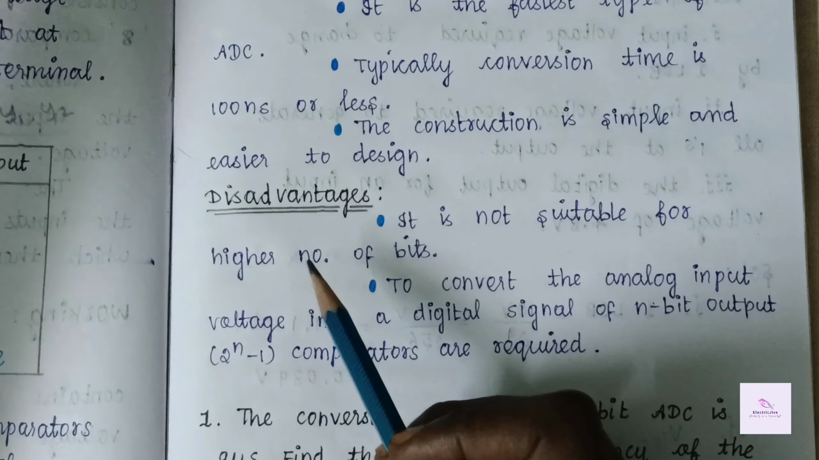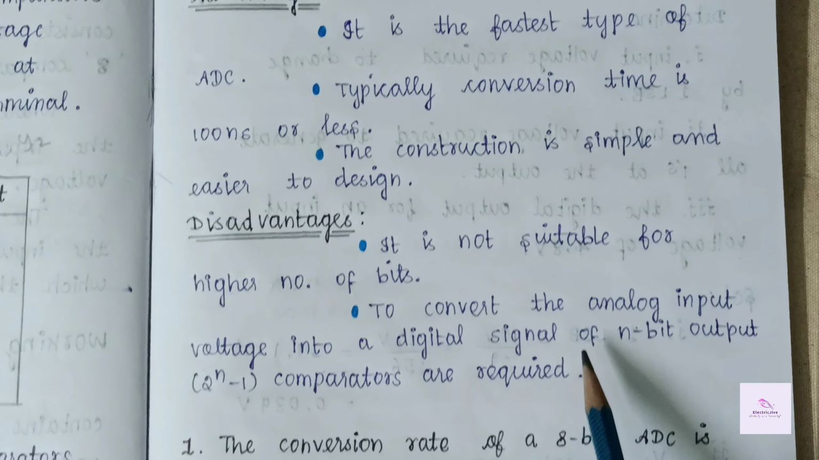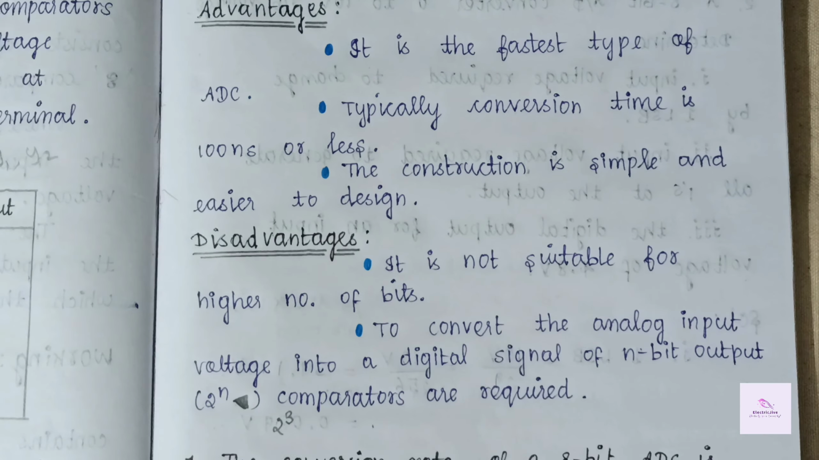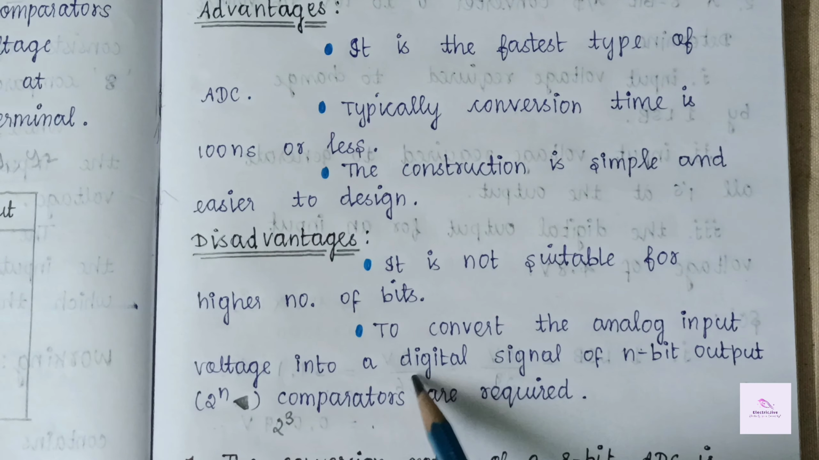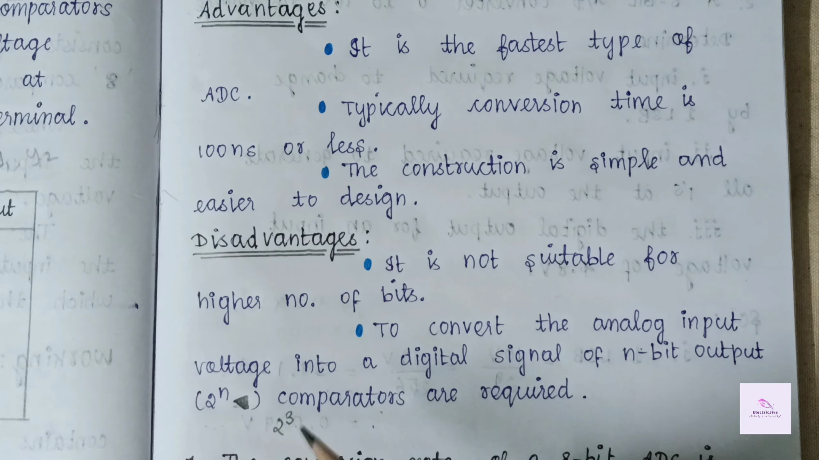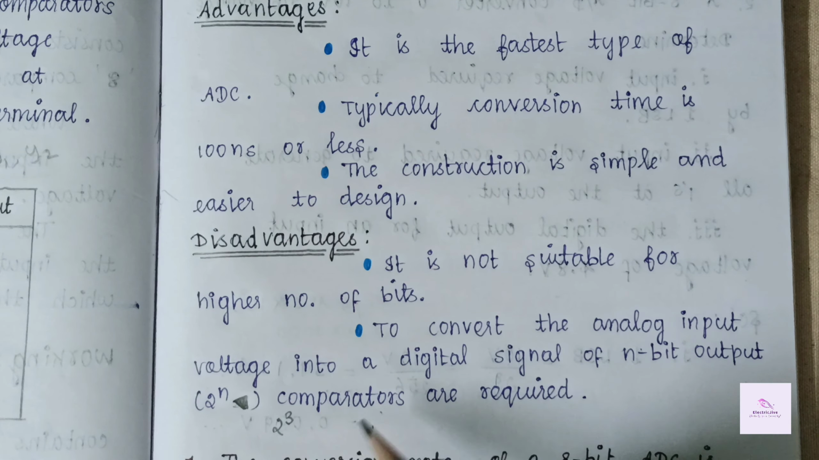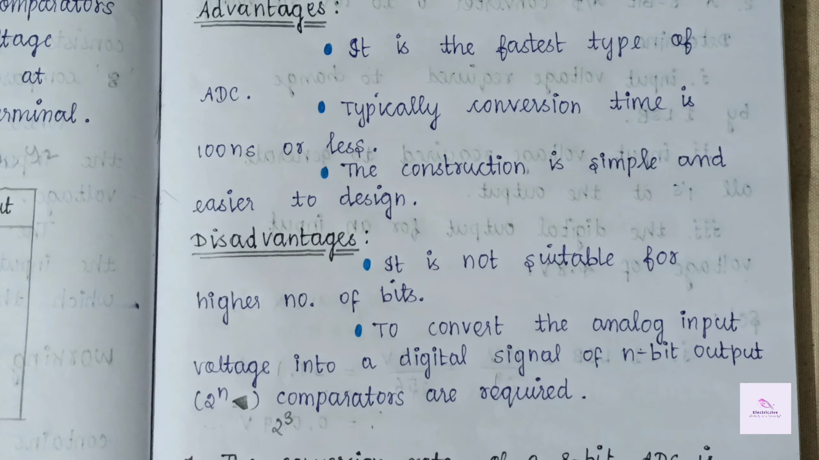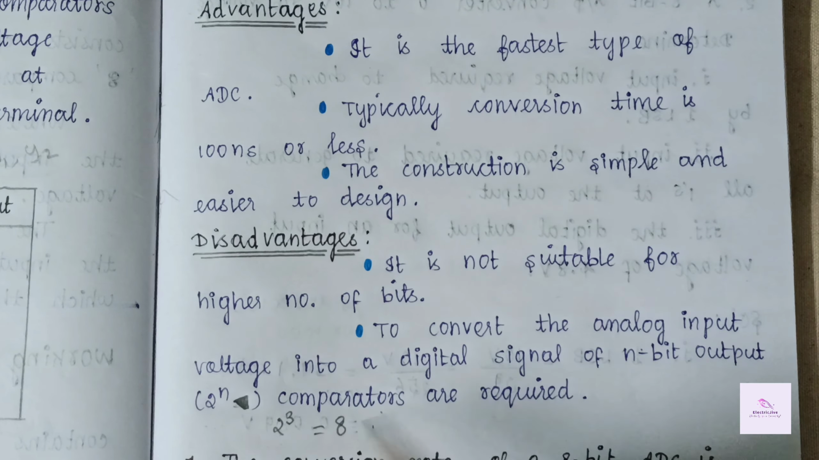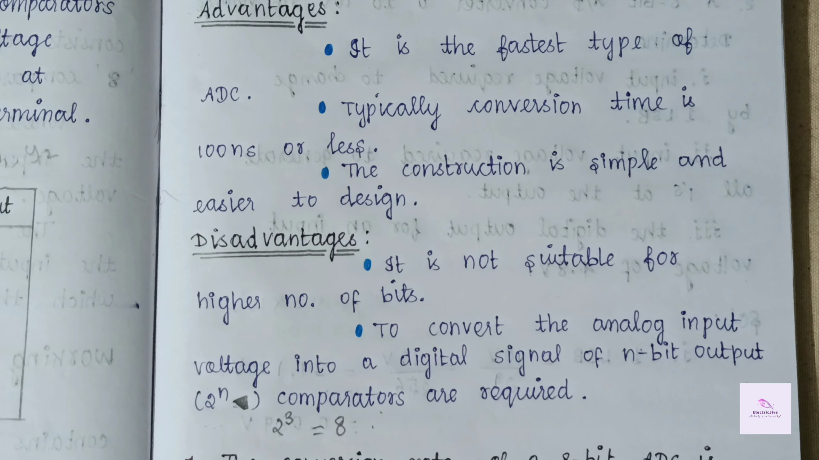Then the disadvantages. It is not suitable for a higher number of bits. To convert the analog input voltage into a digital signal of n bit output, we use 2 power n comparators. In this video we discuss the 3 bit flash ADC, which uses 2 power 3 comparators, where 2 power 3 is equal to 8. We use 8 comparators, which gives the 3 bit digital output.